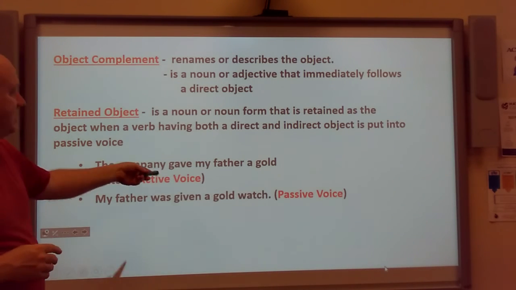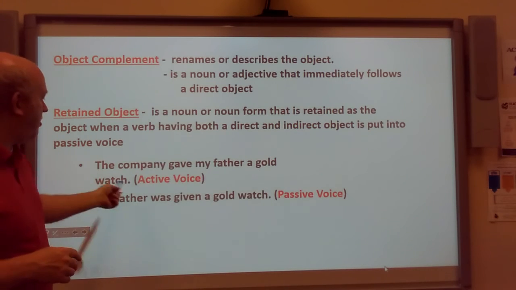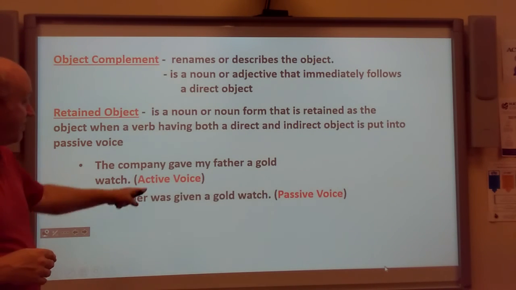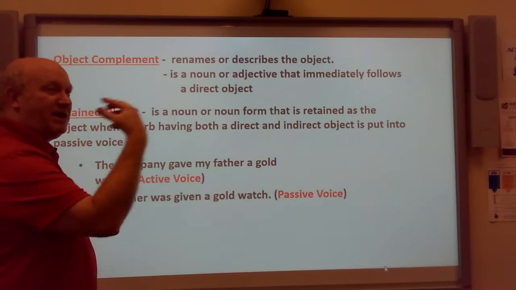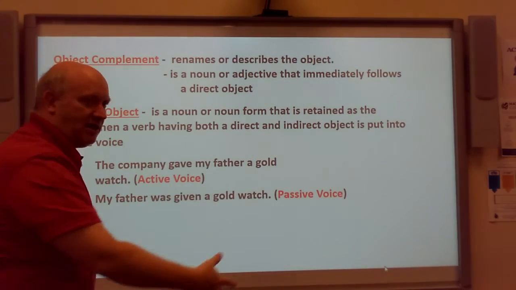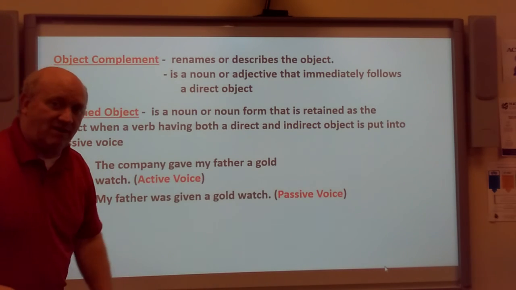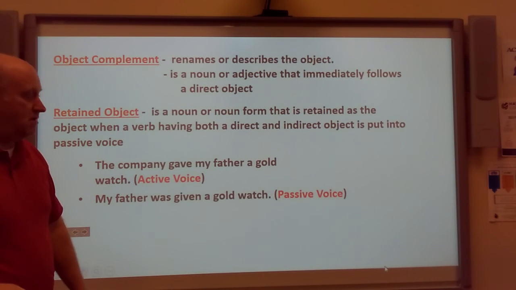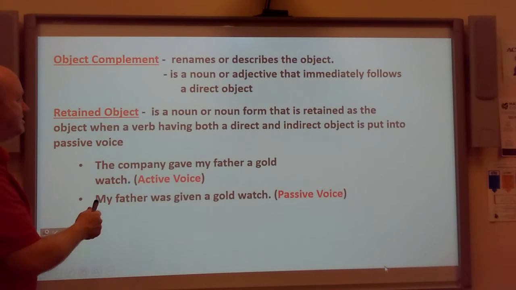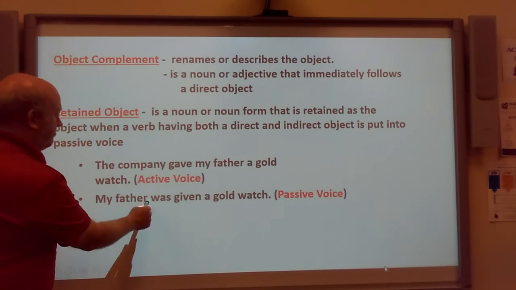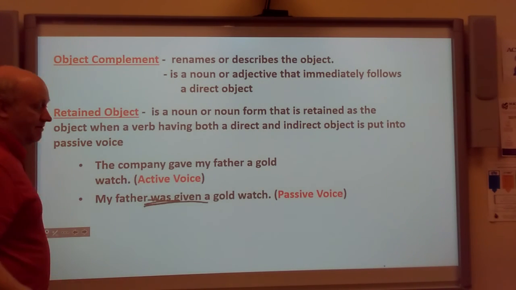For example, here's the difference. The company gave my father a gold watch. This is active voice because the company is doing action. It's giving my father a gold watch. Here, my father was given a gold watch. Passive voice because of the word was given.